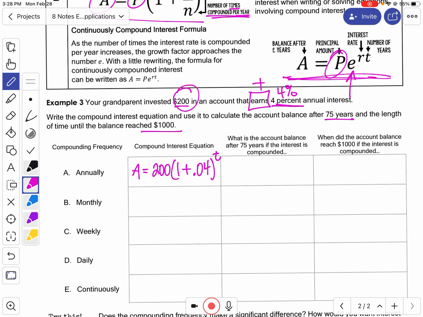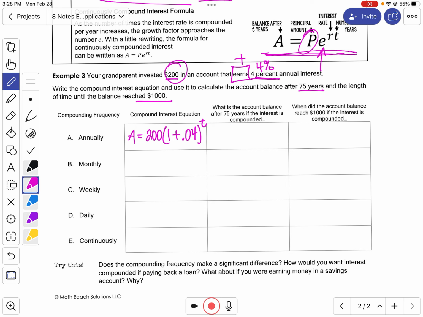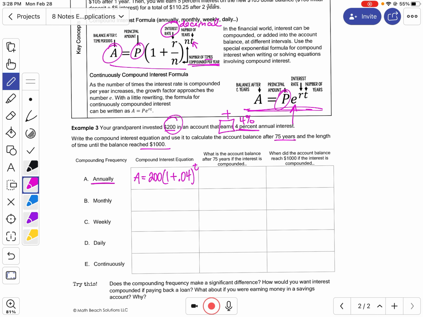Okay, so what is the account balance after 75 years if the interest is compounded annually? So we are just plugging that in. It should have been 0.04 divided by 1. That's why I just put 0.04, because it was compounded annually, which is once a year. And I also just put t, because t times 1 is just t. So I'm just plugging that into the calculator, and when you plug it in, you should get $3,789.05.